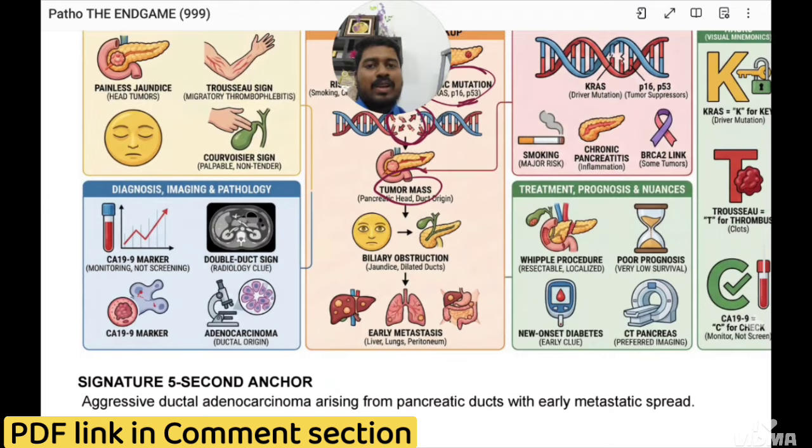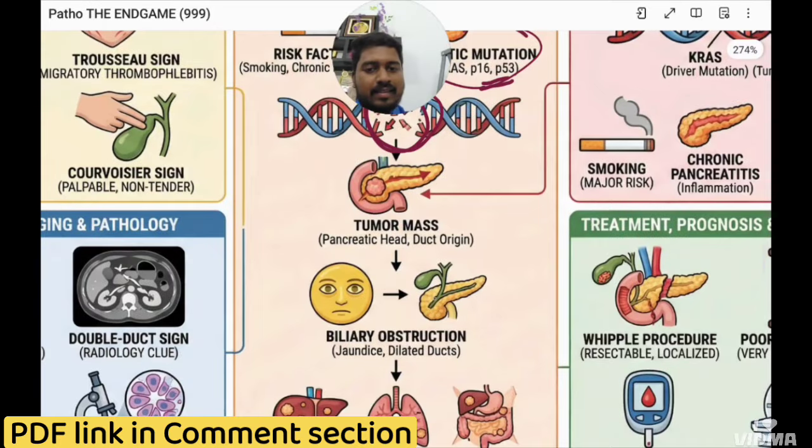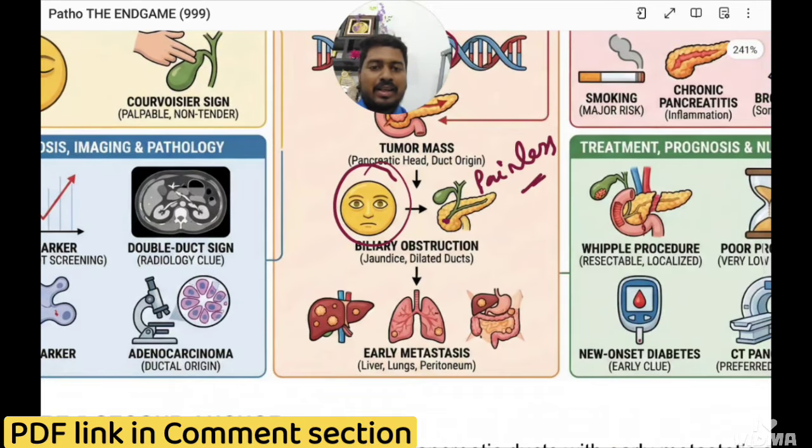Now, the most common location, where is this tumor? See here, it is in the pancreas head, right? So the most common location is the head of pancreas. Because it is at the head of pancreas, there is one more opening, that is the opening of the common bile duct. That's why there will be obstruction and enlargement of the gallbladder also. And since this is not an inflammatory process, it is not painful. That's why there will be painless enlargement of the gallbladder. Okay, and there will be jaundice because of obstruction of the common bile duct.